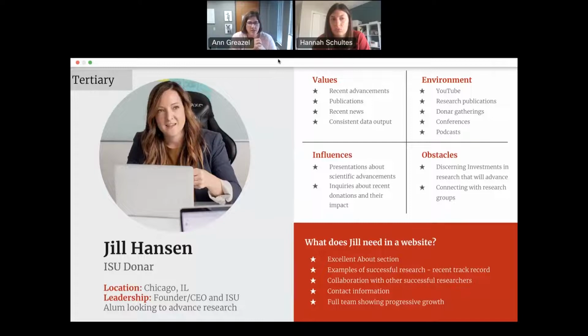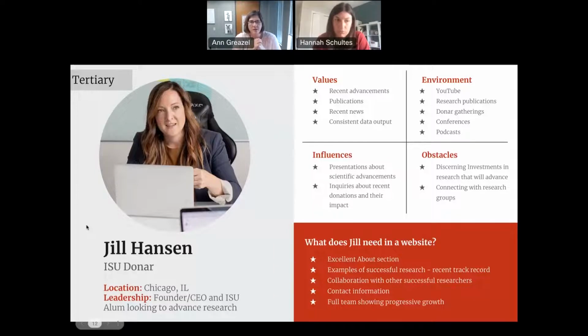So she needs an excellent about section. Your department site should very succinctly and clearly specify what it is that your department does, who is doing research at your department, and what that research is. A great way to do that is to have a recent track record. You're going to want to be able to show news, things that are happening that are making these advancements.